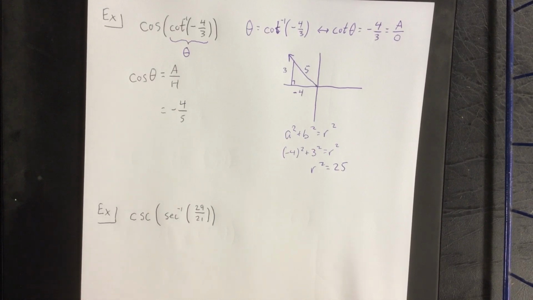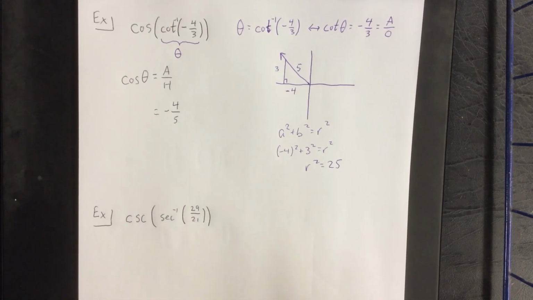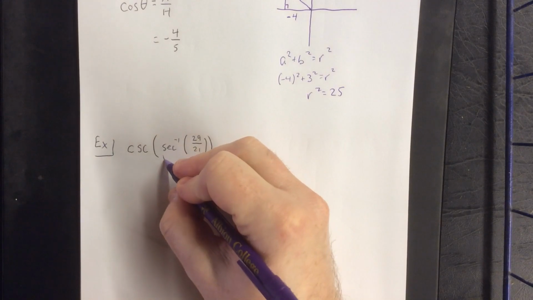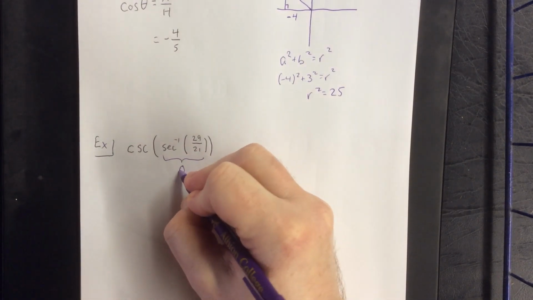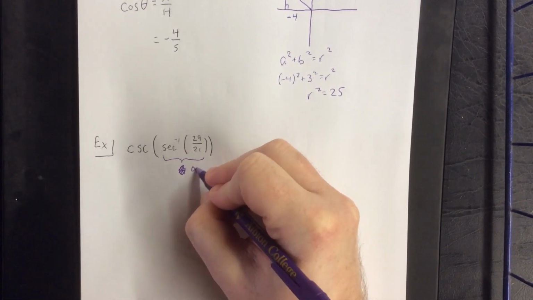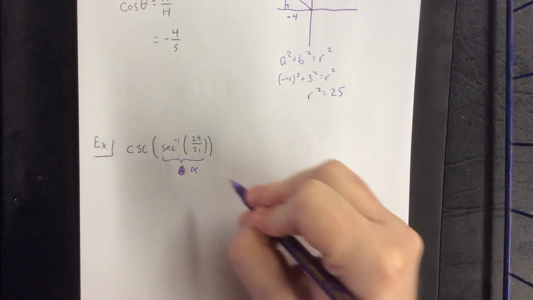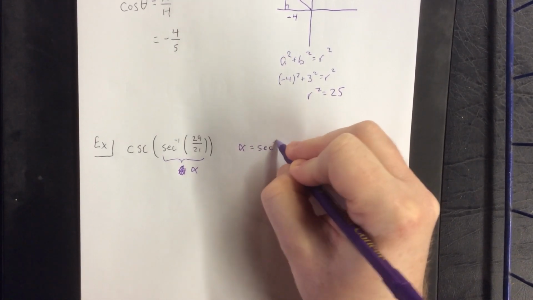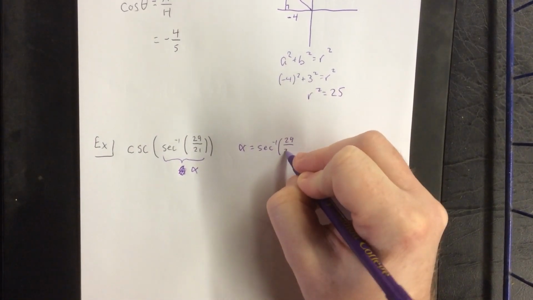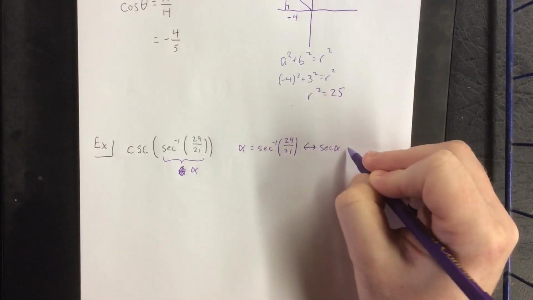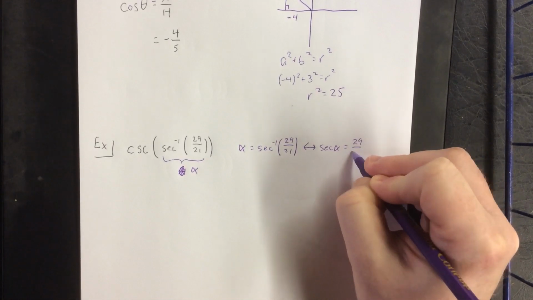And we'll do one more for good measure. The cosecant of the inverse secant of 29 over 21. We have an inverse trigonometric function that is an angle. You know what? I'm sick of your face, theta. We're calling you alpha. So we're saying that alpha is equal to the inverse secant of 29 over 21, which is equivalent to saying that the secant of alpha is equal to 29 over 21.